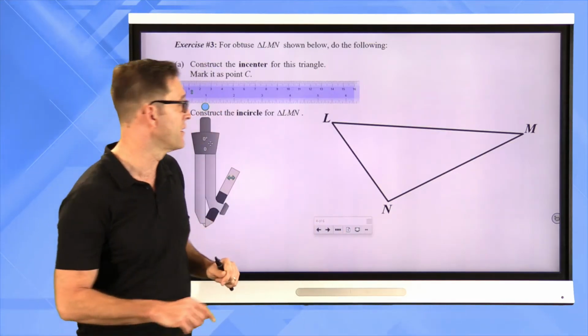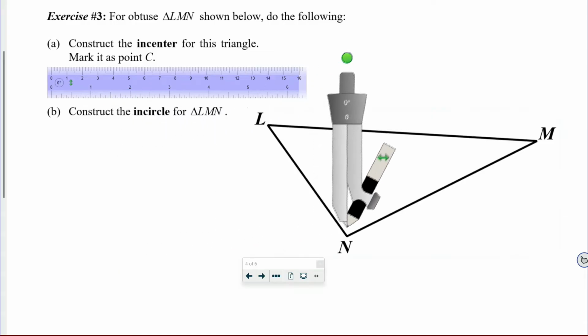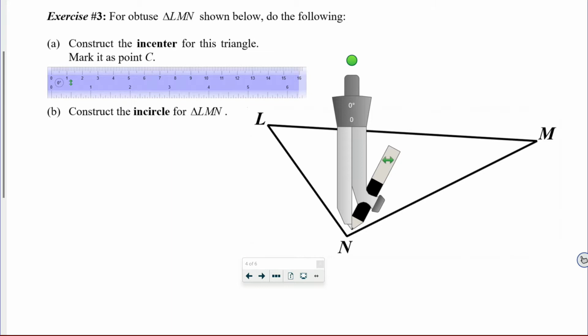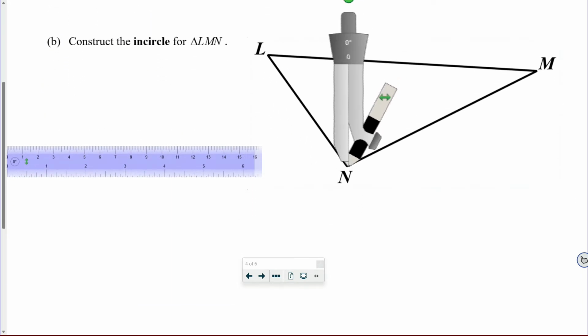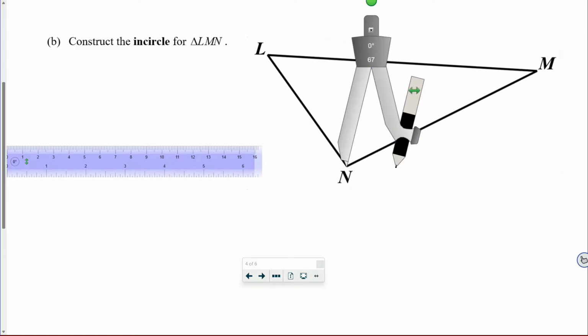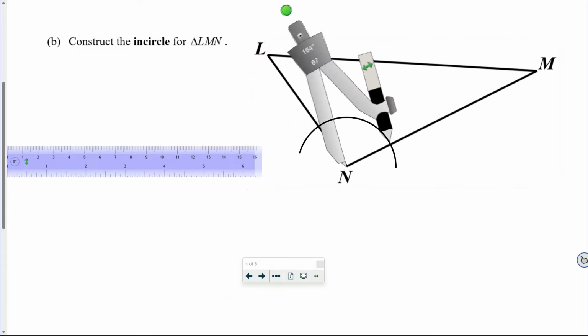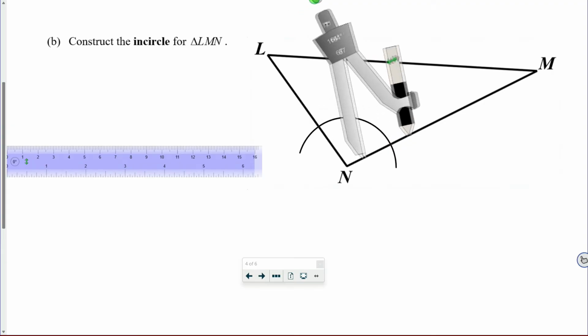But I'm going to do angle N first. I'm going to find its angle bisector. So let me just scroll my screen up a little bit here. Let me put the tip of my compass there, widen the compass out a little bit, and get an arc, right? That's always my first step.